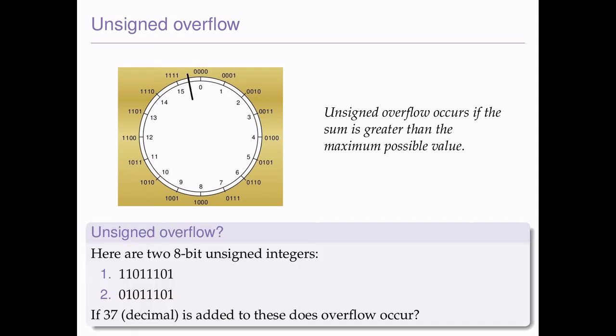So let's have a look at an example. So here are 2 numbers. They were unsigned. I'm going to refer to them as number 1 and number 2. So the question is, if we add 37 to these, does overflow occur?